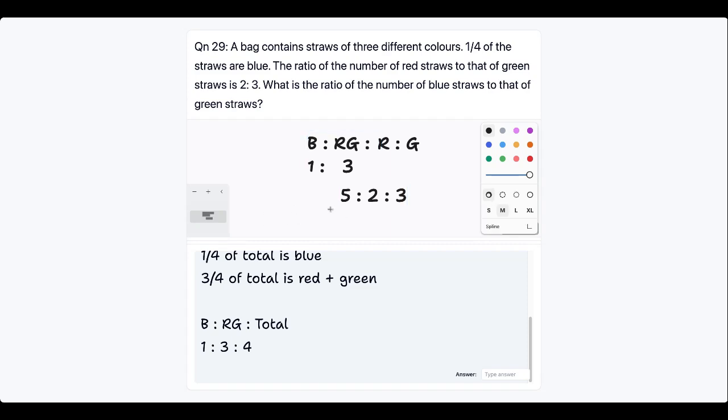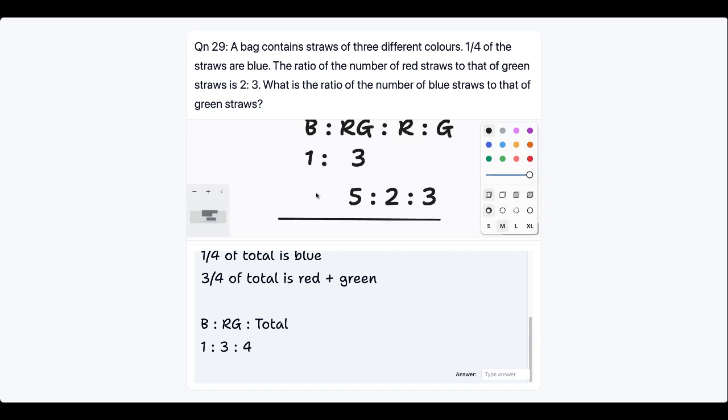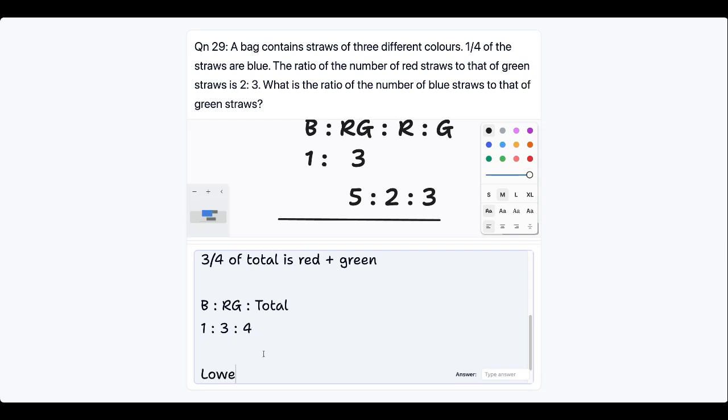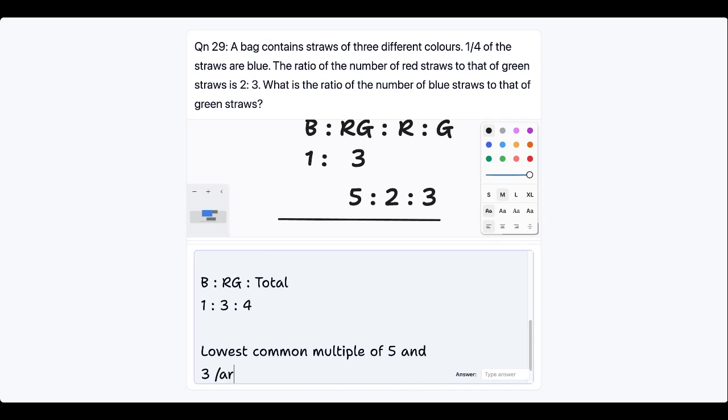How do we get the final ratio? What we need to do is find the lowest common multiple. You have 5 and 3. The lowest common multiple of 5 and 3 is equal to 15. Pretty straightforward. So we times 3 for every single one of them, and then we times 5 for the RG and times 5 for the blue.